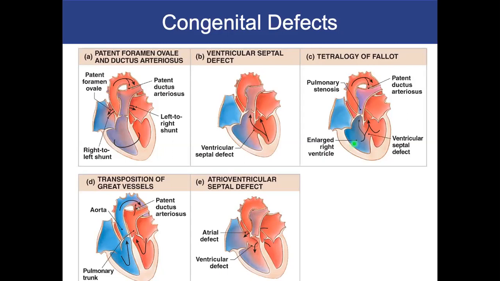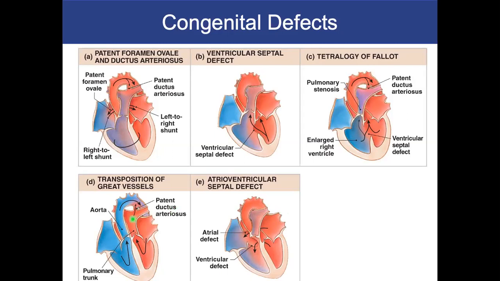Tetralogy of Fallot means that you have a ventricular septal defect, your patent ductus arteriosus is still open, and you have a pulmonary stenosis. So this is narrowing of the pulmonary artery, so that blood either can't get through or blood has a really hard time getting through.